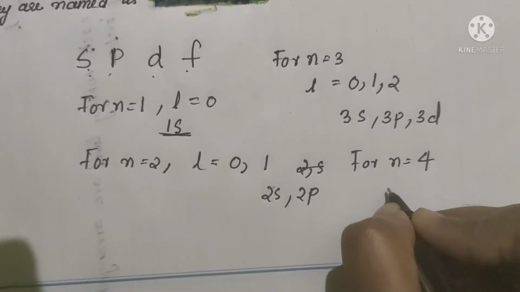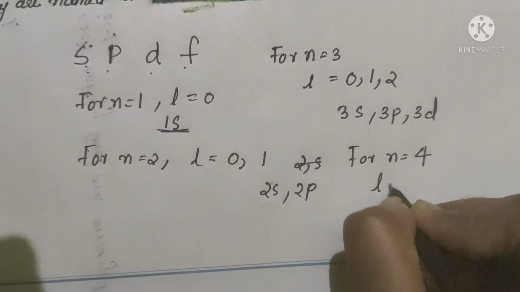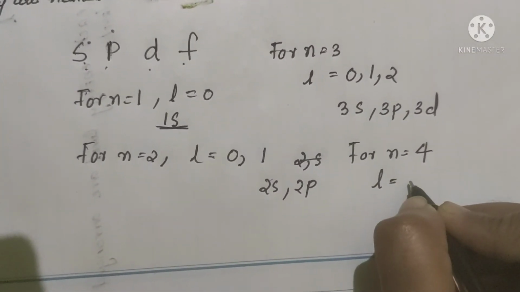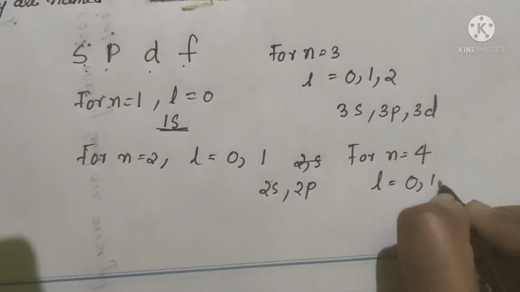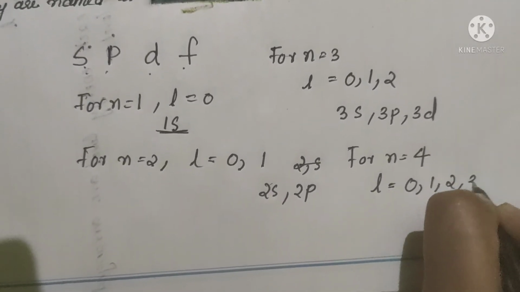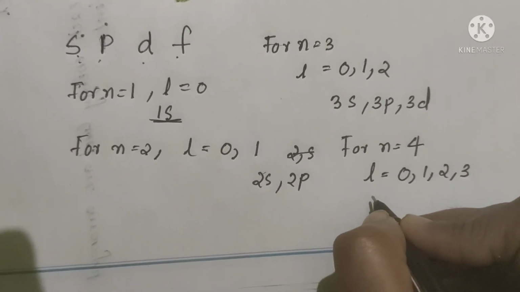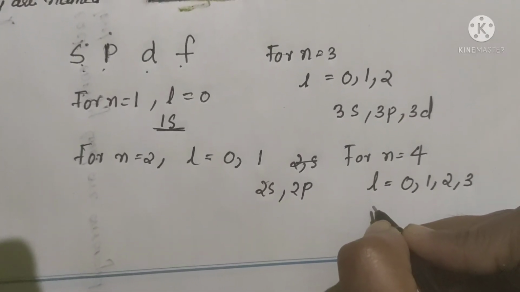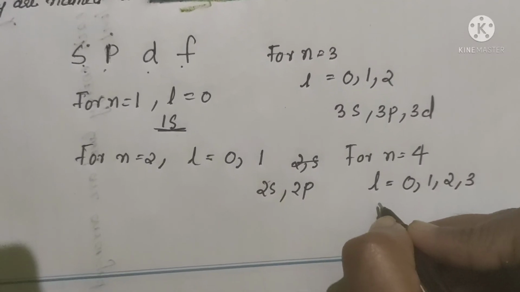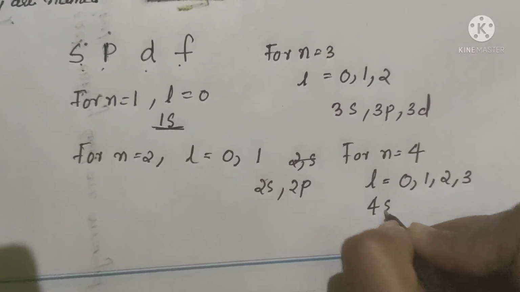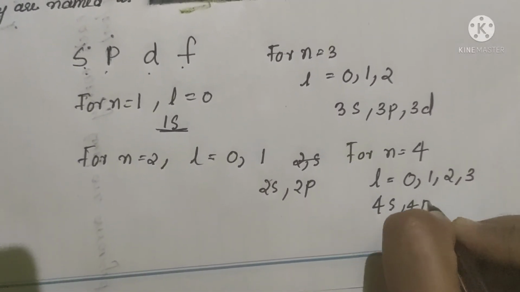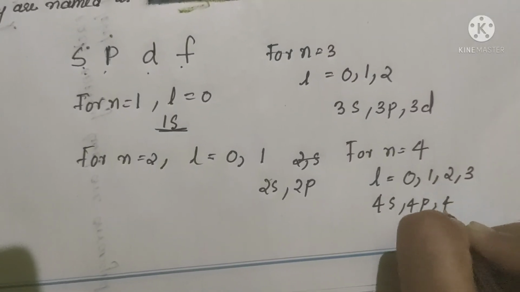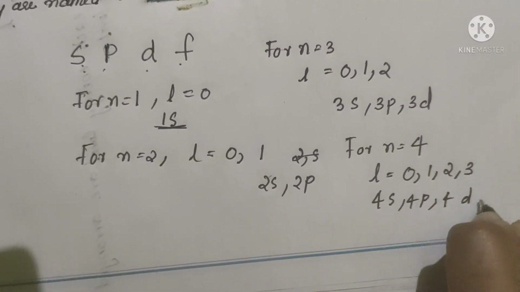And for n equal 4, L can have four possible values, that is 0, 1, 2, and 3. And the fourth main energy level has 4 subshells, that is 4s, 4p, 4d, and 4f.